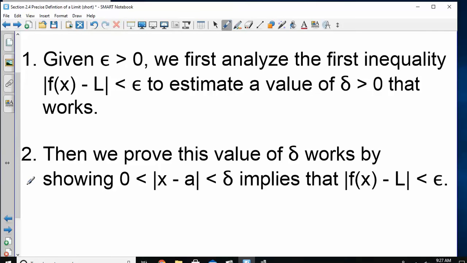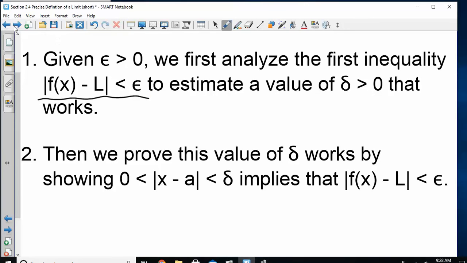So you are going to start out with given epsilon greater than 0, and we're going to look at this. The f of x, the L, those are going to be given in the problem. It'll give us a function, it'll give us the limit. So we're going to start there to find a value for delta. So really we're going to start with some scratch work, and then we are going to prove the definition of the limit.